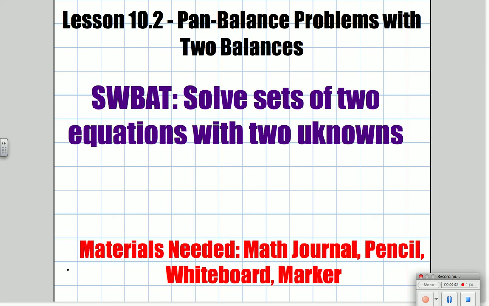Hello and welcome to lesson 10.2, pan balance problems with two balances. Our objective for today is that students will be able to solve sets of two equations with two unknowns. The materials you will need for today's lesson include your math journal, a pencil, whiteboard, and marker.